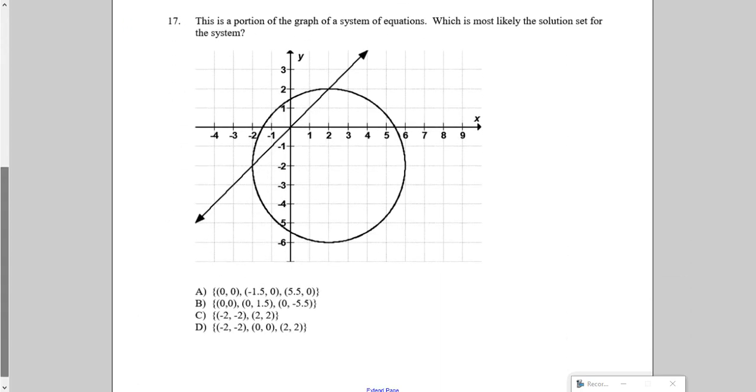Number 17, this is the portion of a graph of a system, which is most likely the solution set. So again, the solutions are the two locations where these two things cross. This looks like a nice point here, 2, 2. This is also a nice point. It's -2, -2. So looking at my answer choices, that is answer choice C. All right. The distractors here are that we don't want the x-intercepts or the y-intercepts. We only want where the two graphs cross each other. All right, let's turn over to the next page.